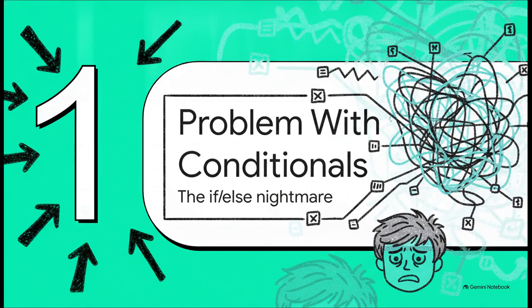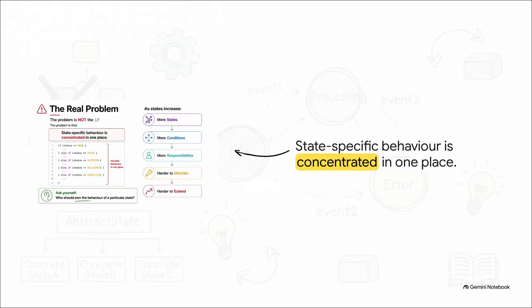Starting with part one, the problem with conditionals, or as we all know it, the if-else nightmare. So when we start checking if an order status is new, and then if it's paid, then shipped, the real problem isn't actually the if statement itself. The real issue is that all this state-specific behavior gets concentrated into one single massive place. It's like a giant dumping ground.